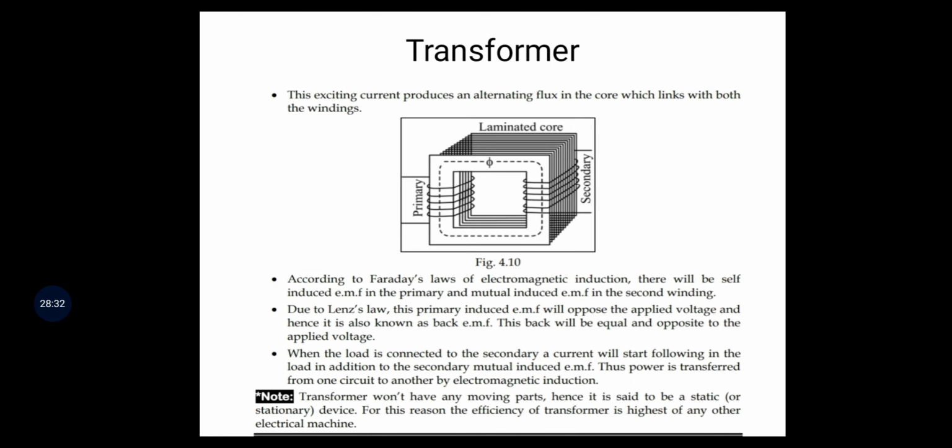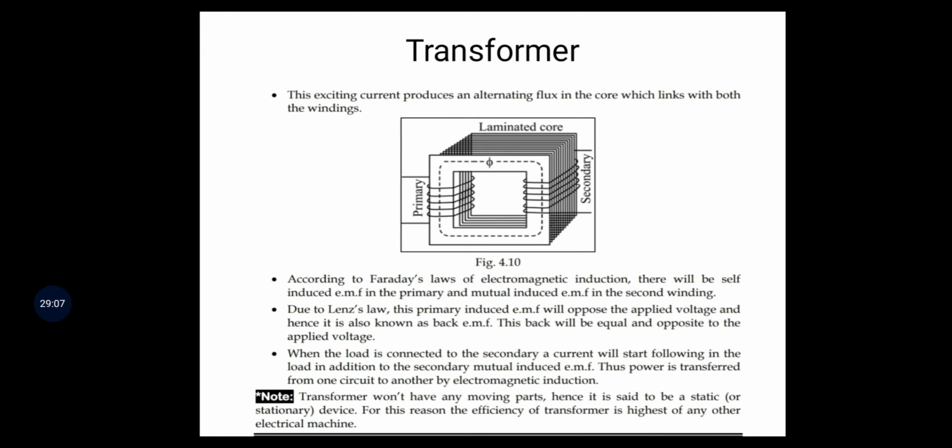Mainly, the transformer won't have any moving parts, hence it is said to be a static device. What is a static device? There are no moving parts in the transformer, that's why it is called a static device. So finally, the transformer is a static device.